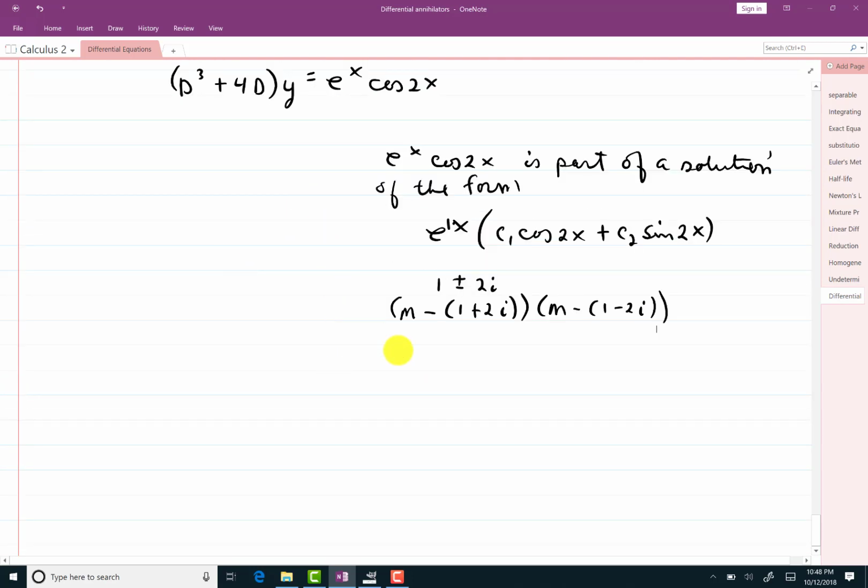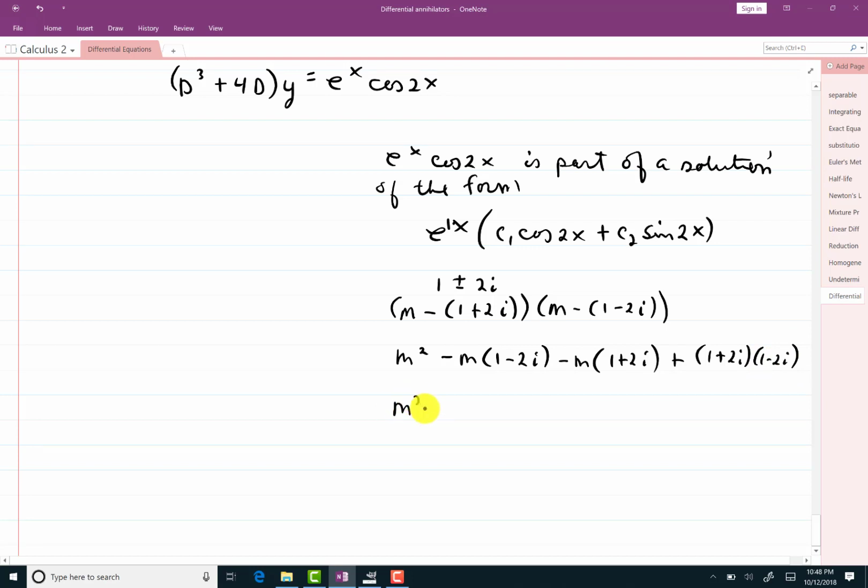I'm going to have m squared, and then I'm going to have minus m times 1 minus 2i, minus m times 1 plus 2i. This is where the i's are going to wipe themselves out. And then finally, we're going to get plus 1 plus 2i times 1 minus 2i. So let's see what happens there.